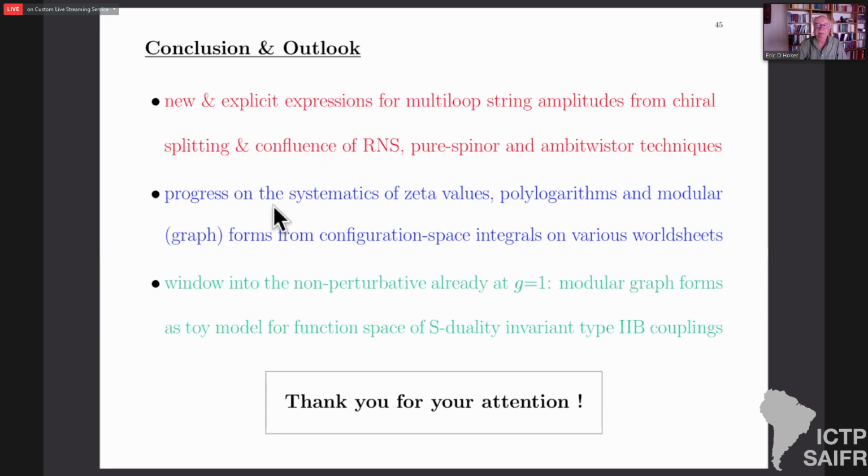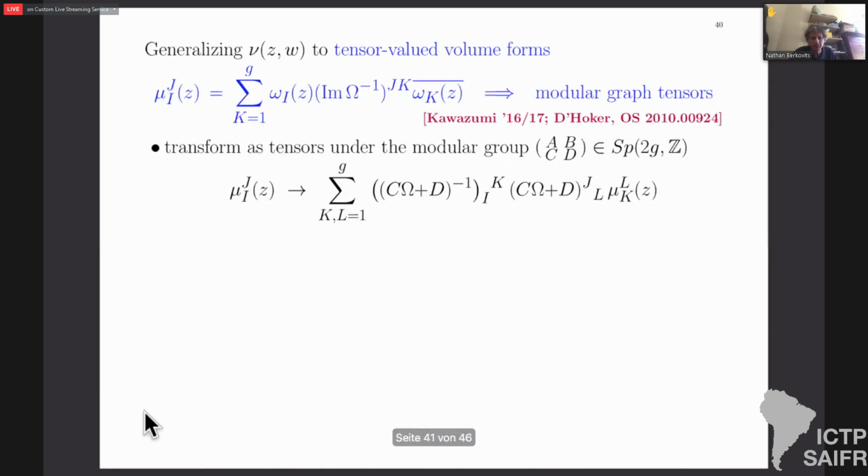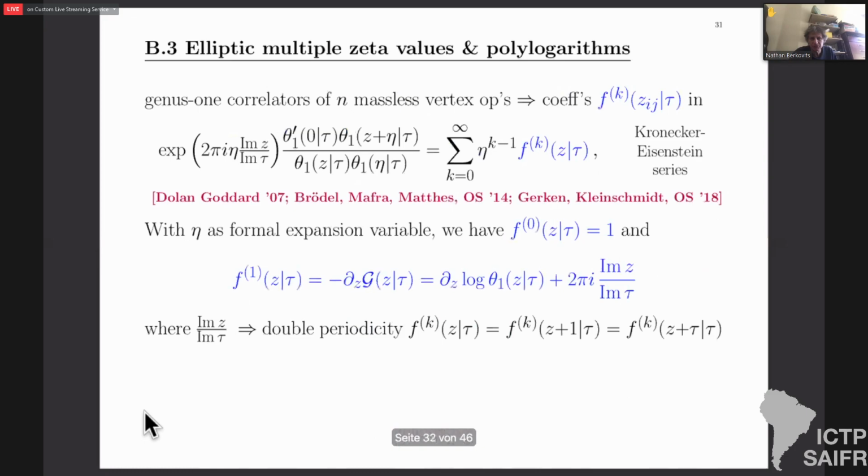So Nathan. I would like some more details about this ambitwistor proposal. Can you say a little bit more about what has been checked and what are the ingredients used for constructing the expression?